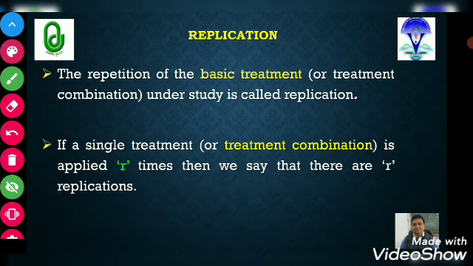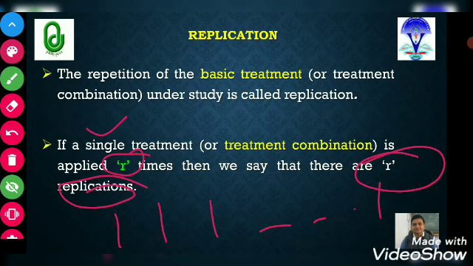So here, if a single treatment or treatment combination is applied R times, meaning 1, 2, 3 up to R times, then we say that there are R replications. For any design of experiment, the basic principle is replication, that is, repetition of the basic treatment. So this should always be there. If you are applying a treatment, the application of treatment should be replicated so that error can be minimized.